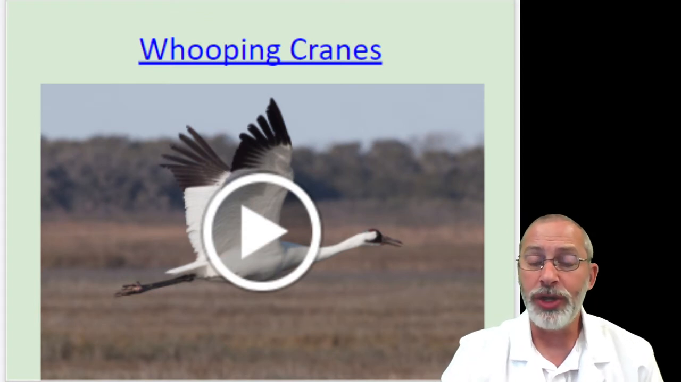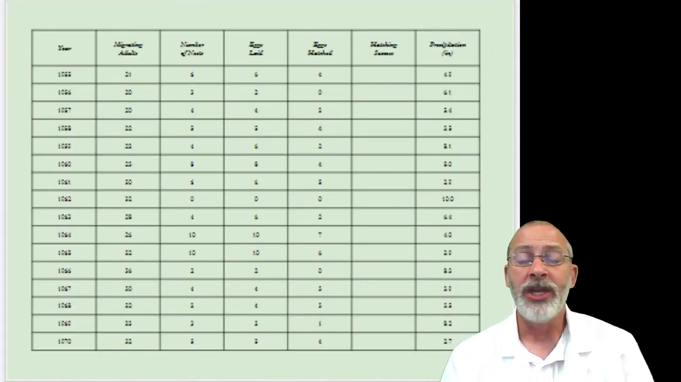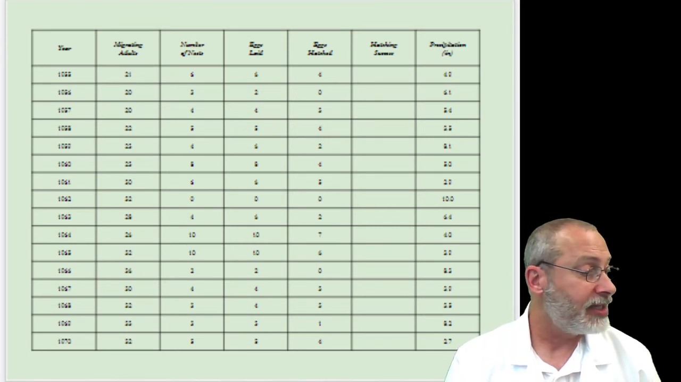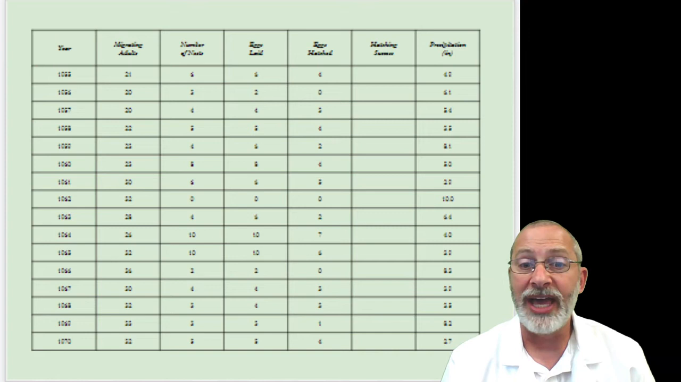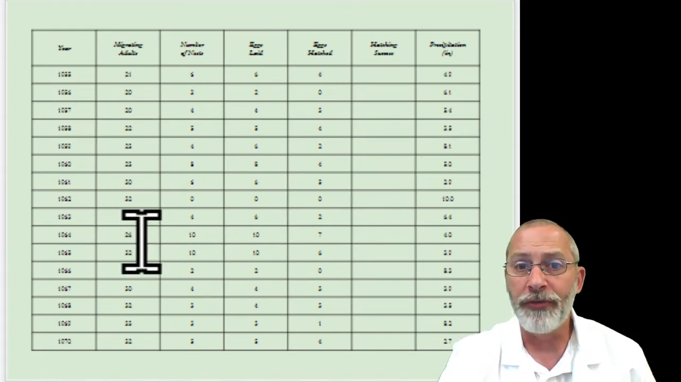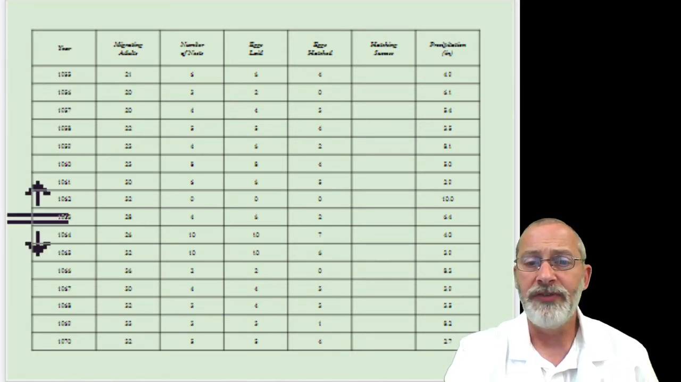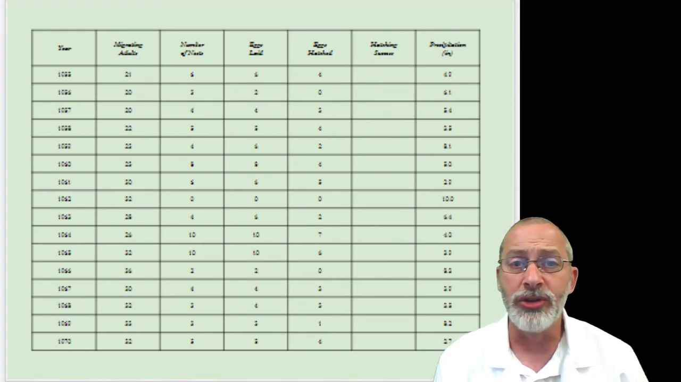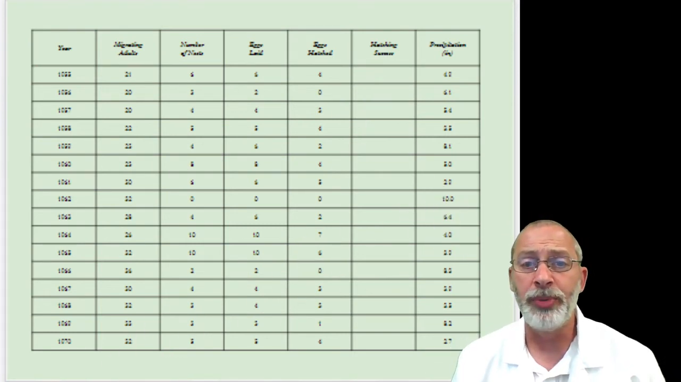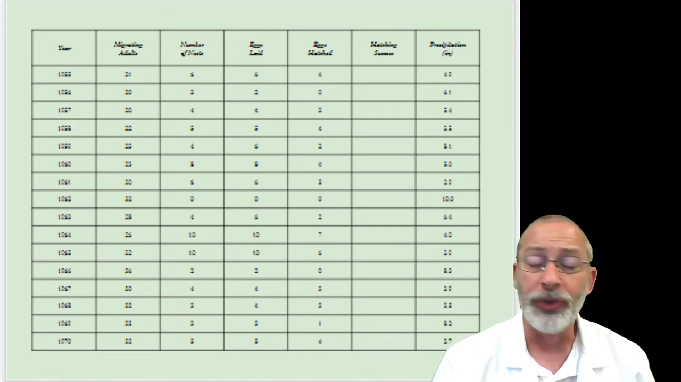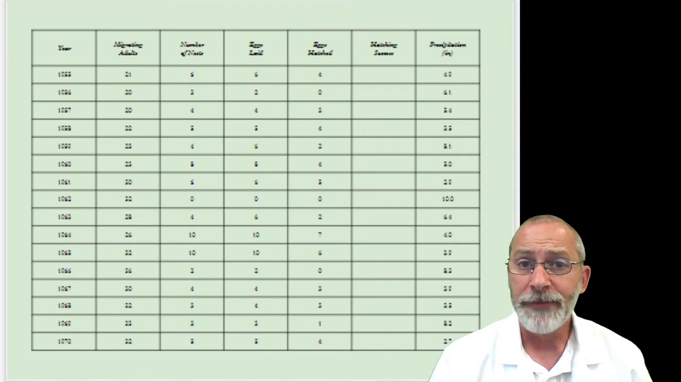And essentially what you're going to be using is historical data, actual data from the years 1955 to 1970. And I know this graph is a little bit small for you to actually see, but the years are on the left, 1955 all the way down to 1970. And there are columns here with data that you're going to be using to complete your lab activity. The first column is labeled migrating adults.